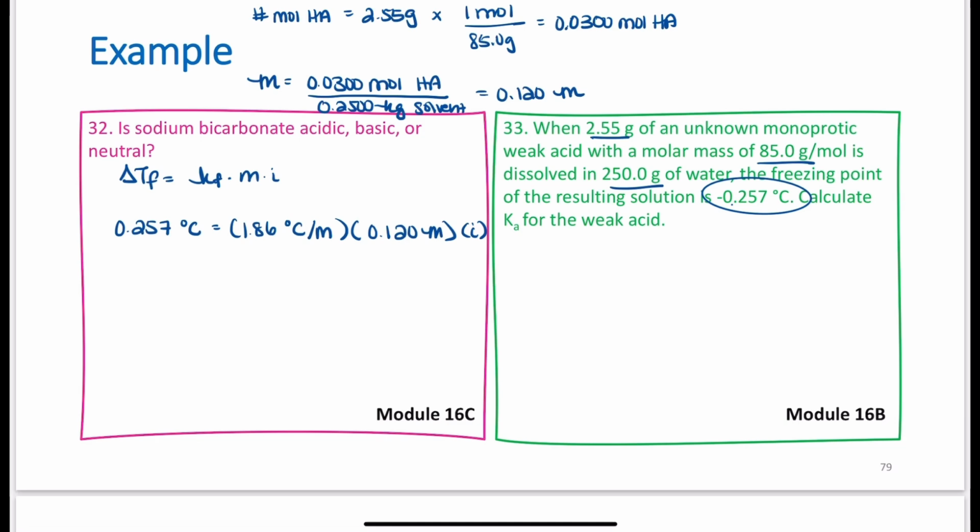That shouldn't surprise us. It is a weak acid, which means it does not dissociate 100% in solution. So the I value will not be 2. It'll be something less than that. It'll probably be close to 1, a little bit bigger than 1, because some will dissociate, but not very much. Calculate out the I value here, and I get an I value of 1.15. Remember what this means, though? This is the number of moles of particles.